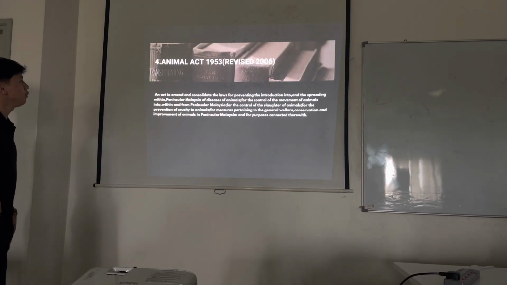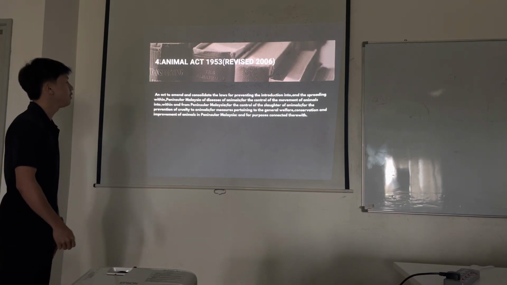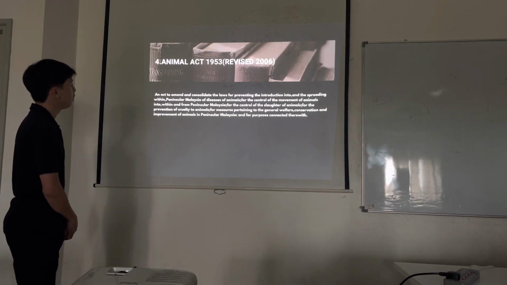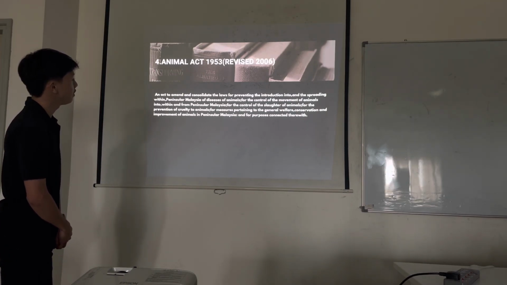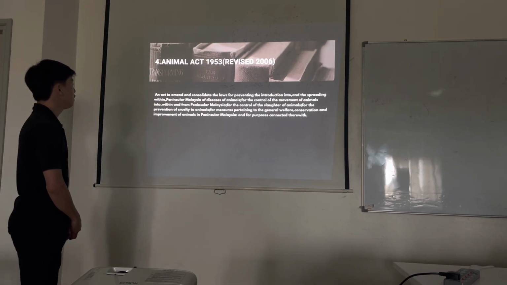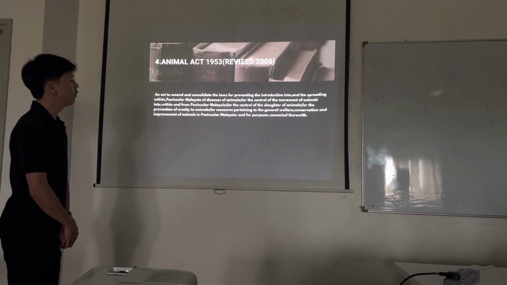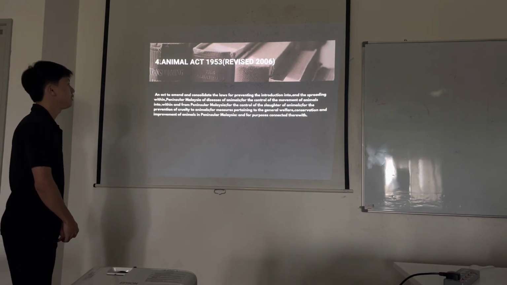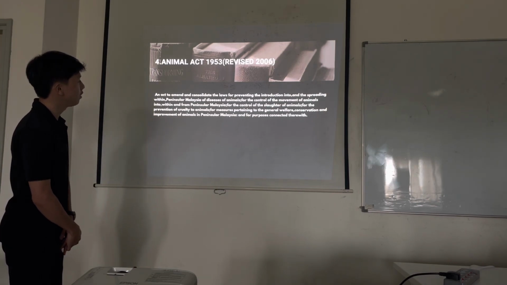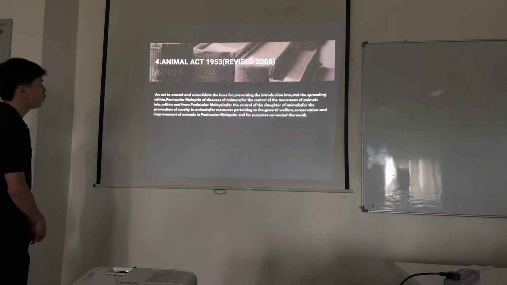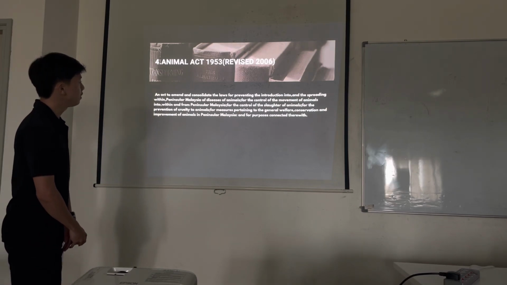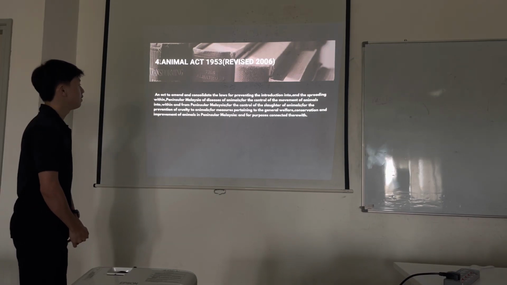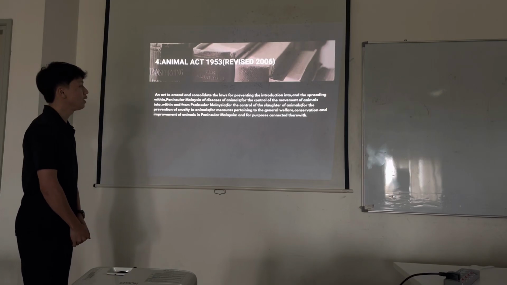So, I will talk more about Animal Act 1953, revised in 2006. This is an act to amend and consolidate the laws for preventing the introduction into and the spreading within Peninsula Malaysia of disease of animals, for the control of the movement of animals into, within and from Peninsula Malaysia, for the control of the slaughter of animals, for the prevention of cruelty to animals, for measures pertaining to the general welfare, conservation, improvement of animals in Peninsula Malaysia, and for purposes connected therewith.